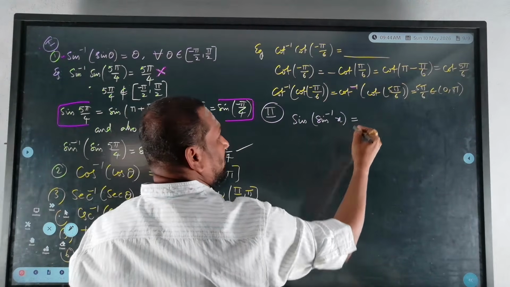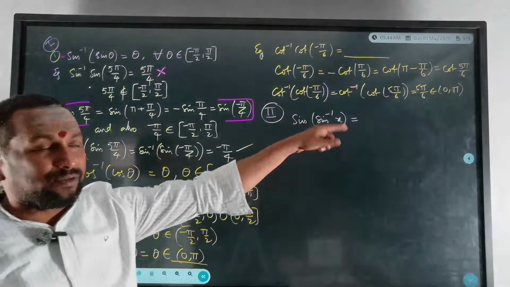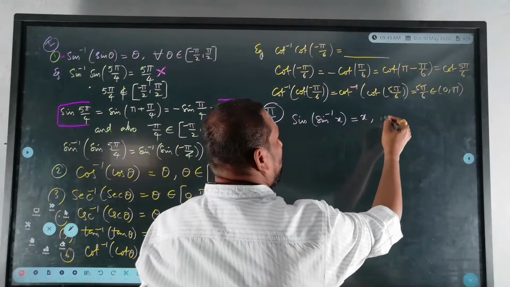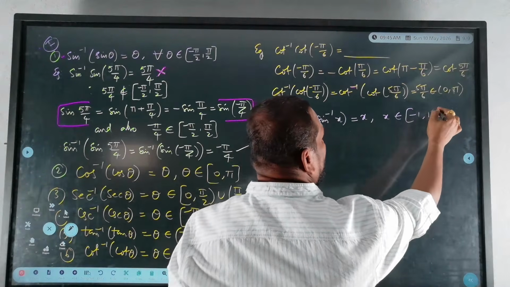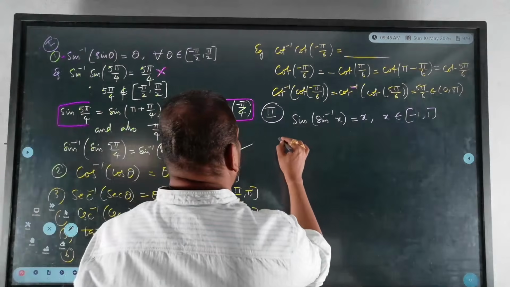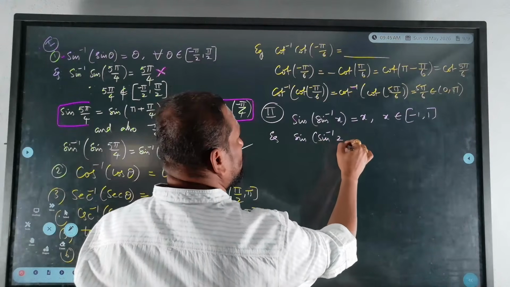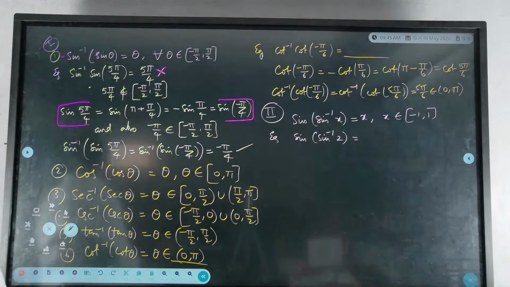Sine inverse x is equal to, here it is sine inverse sine theta, here it is sine of sine inverse x. What about x? Minus 1 to 1. Right. For example, sine of sine inverse 2.